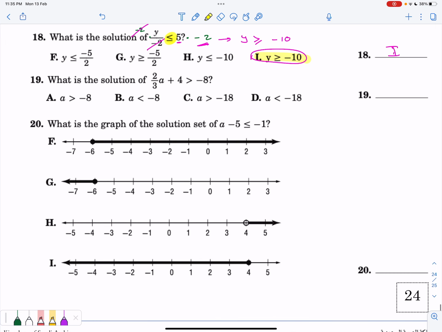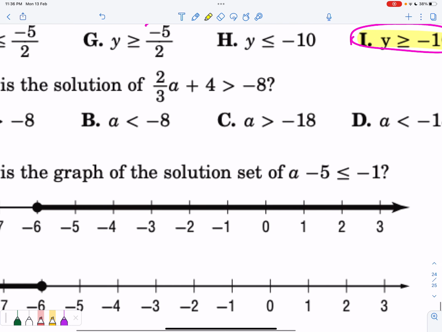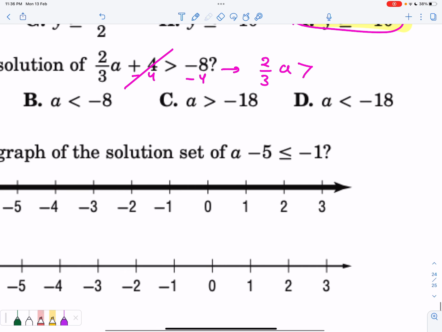Okay, then what is the solution for that inequality again? So we have something added to the variable and something multiplied by the variable. We always start by undoing the adding and the subtracting. So I have plus 4, I need to subtract 4 from both sides. So I will get here 2 over 3a is greater than negative 8, negative 4. You have the same sign, so same sign add. 4 and 8 is 12, keep the same sign, so we will keep the negative sign.